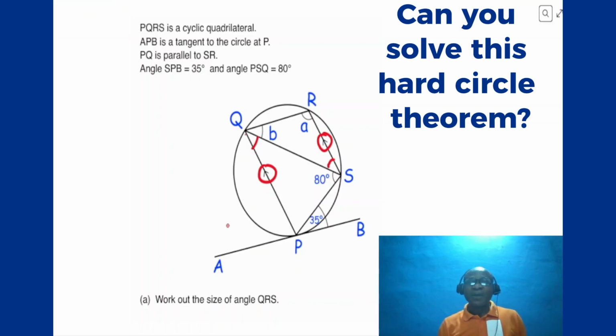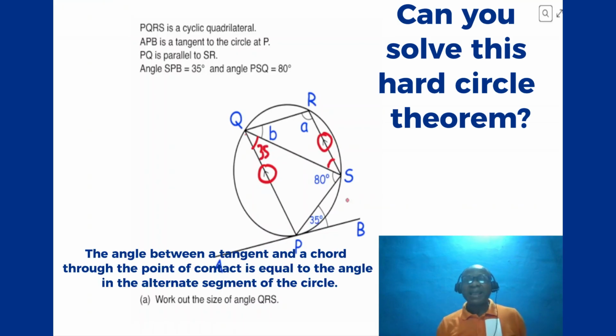Now, going forward, watch out, this angle has a lot of information embedded inside the question. I want you to see that PS is a chord, YPB is a tangent, and the angle between PS and PB is 35. Automatically, here also will be 35. What is my reason? The angle between a chord and a tangent is equal to the angle in the alternate segment. Do you agree with me?